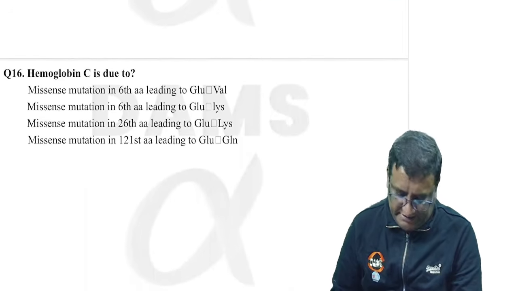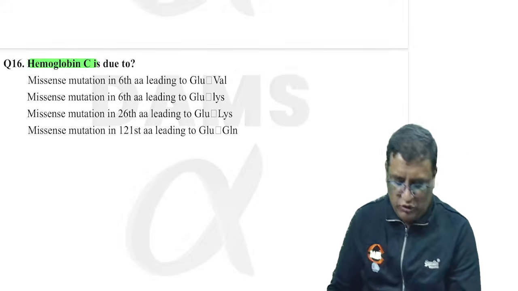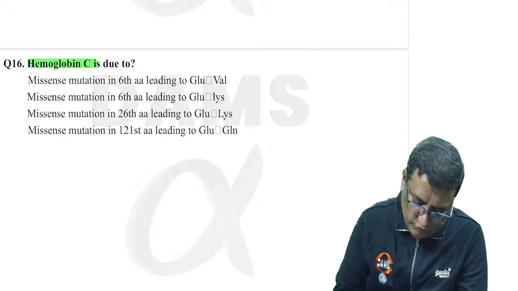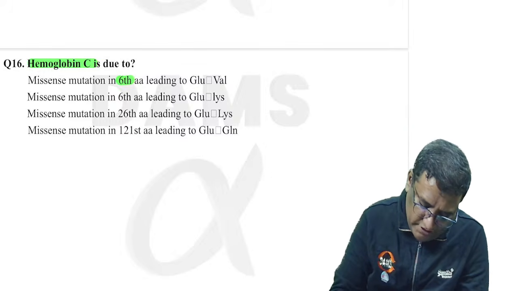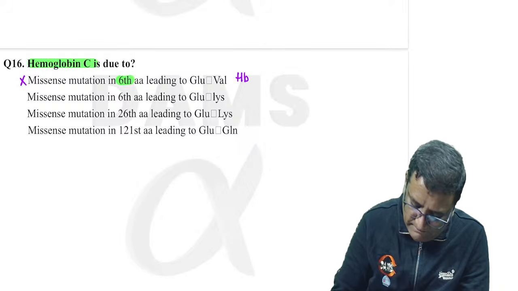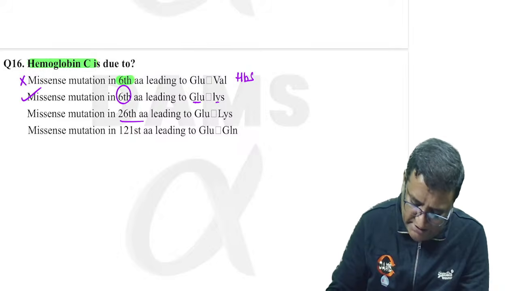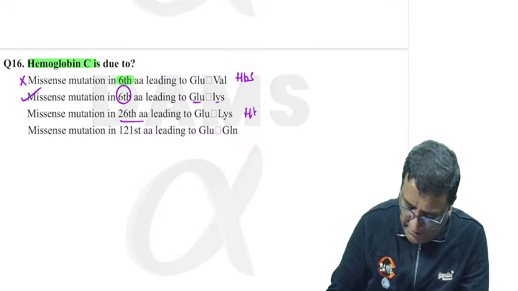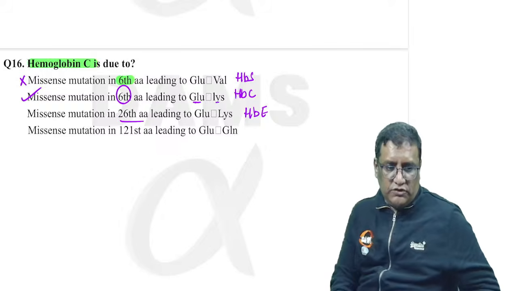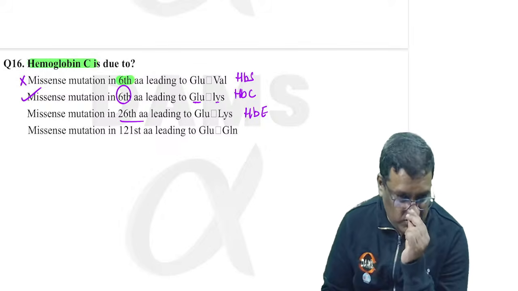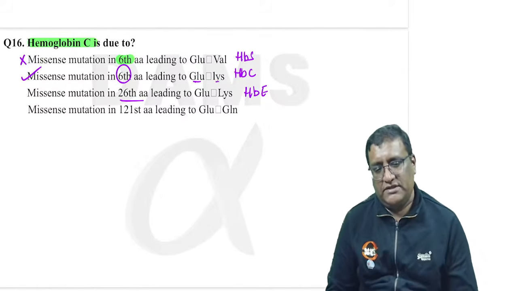Next, question number 16. Hemoglobin C is due to what? Missense mutation in the 6th amino acid, glutamate to valine? No, this will be your hemoglobin S. Missense mutation in the 6th amino acid leading to glutamate to lysine, that is the correct answer for hemoglobin C. In the 26th amino acid, glutamate to lysine, that is your hemoglobin E. So these are your different variant hemoglobins. 121st amino acid glutamate to glycine will be hemoglobin D Punjab, which is a rare one.